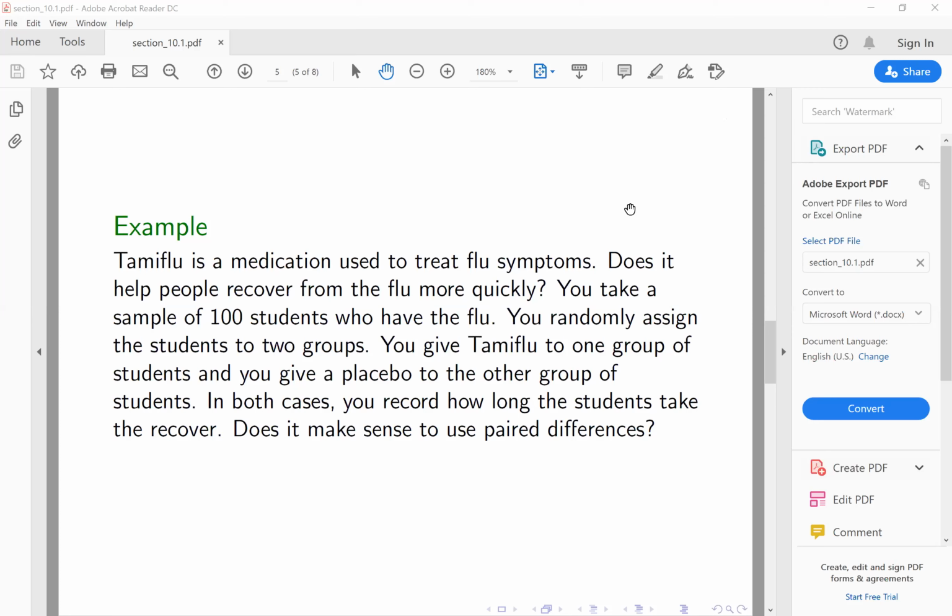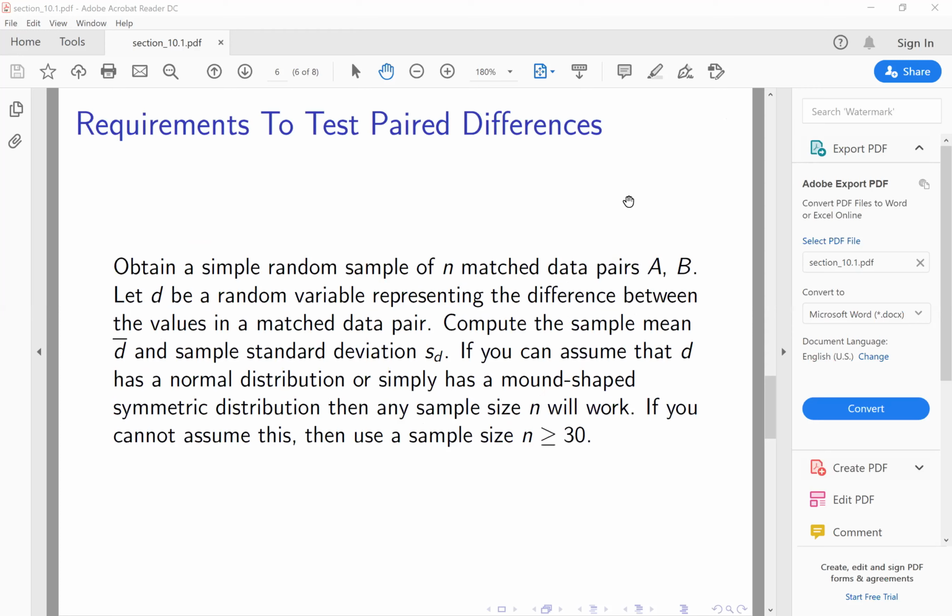All right, so how do we do such a test? What you're going to do is get a sample of n matched pairs, A and B, before and after, and D is the variable you get when you take the difference between the two. And you're going to compute the sample mean and the sample standard deviation of these differences. If you can assume that D has a normal distribution or a mound-shaped distribution, then any sample size is fine. Otherwise, you really need the sample size to be bigger than 30.